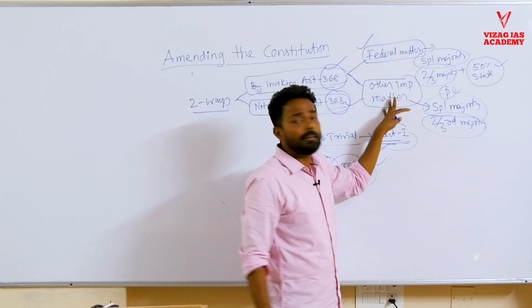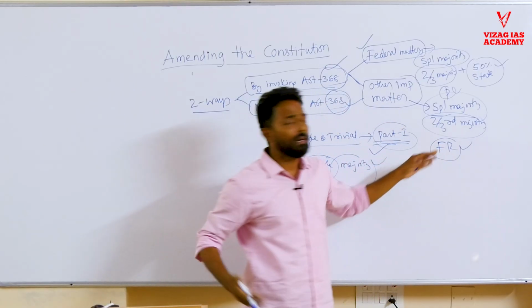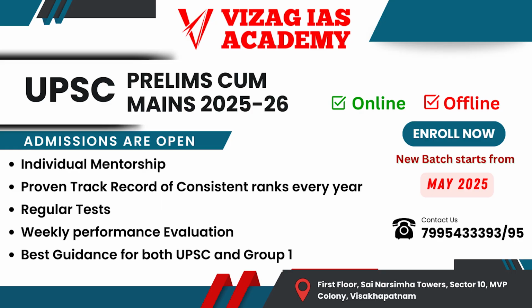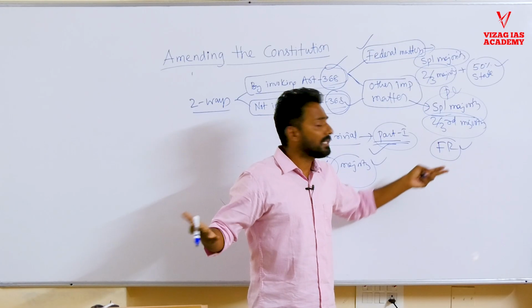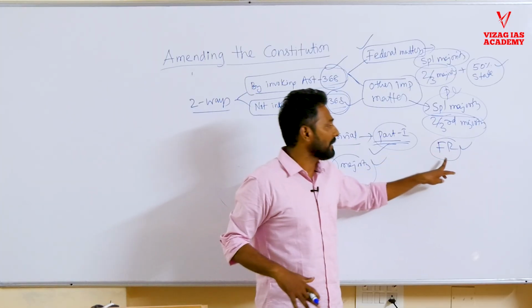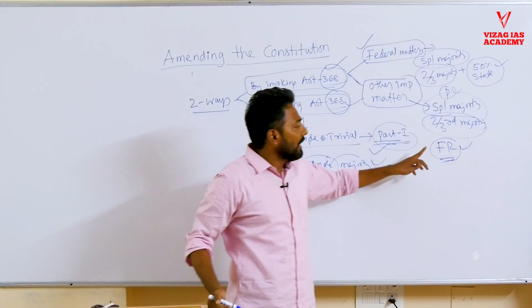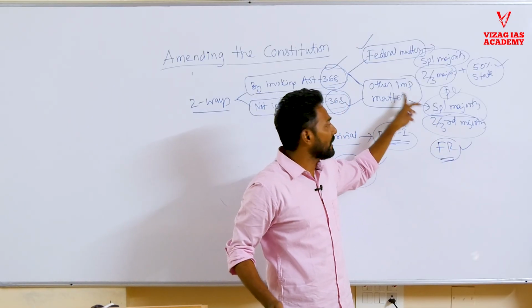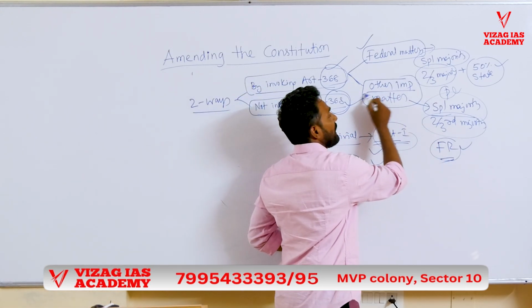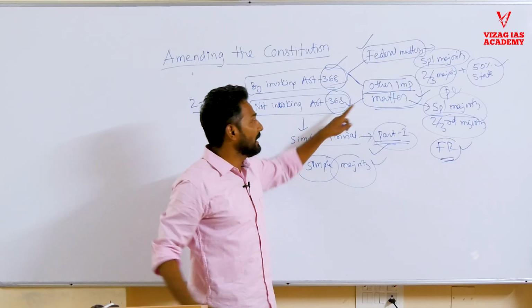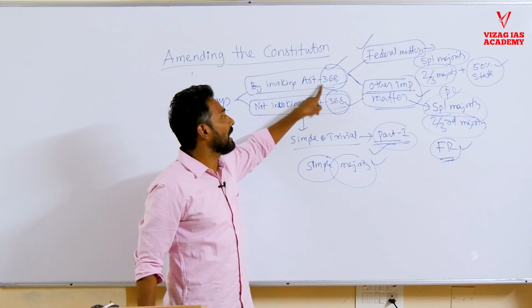Certain other important matters, like fundamental rights. We know that earlier the right to property was a fundamental right, but now it is not. It was moved from the fundamental rights to somewhere else, and it became a constitutional right. If the parliament wants to amend fundamental rights, it can do so. This comes under other matters. If you want to amend fundamental rights, it can also be done by invoking Article 368.